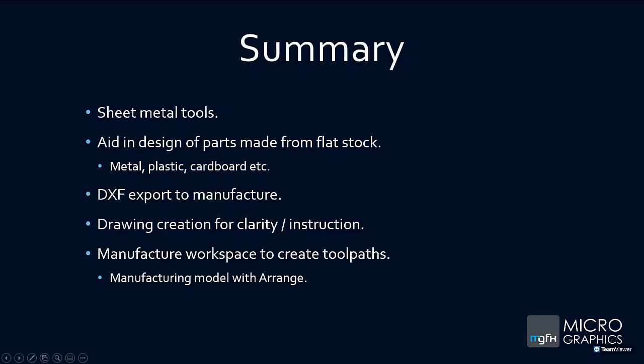So in summary, after that quick whirlwind tour of sheet metal, Fusion 360 gives you a set of sheet metal tools that enables you to create parts or components that are made from flat stock. And that flat stock, as I mentioned, could be metal, plastic, cardboard. I have seen guys designing sheet metal components out of hardboard for laser cutting and creating gift boxes, that sort of thing.